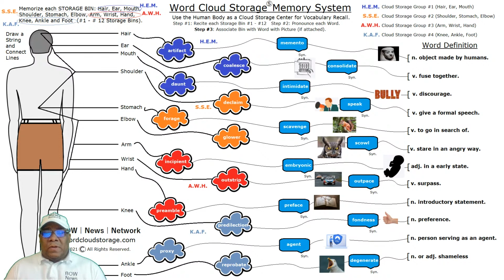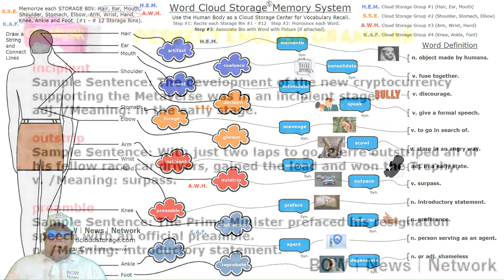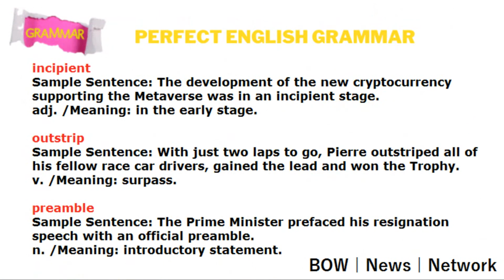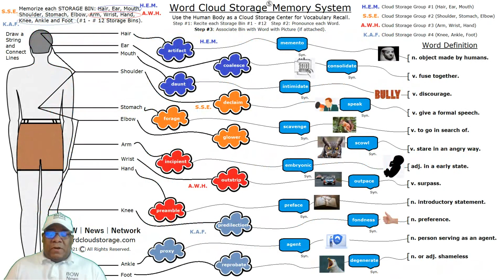Preamble is also known as preface or introductory statement. Let's see how it's actually used in a sentence here. The Prime Minister prefaced his resignation speech with an official preamble. Noun meaning introductory statement. Preamble. So we can make the association of the early part, the first part of the book, preface, introductory statement, preamble, and that will be rounding out our blue, orange, and red group.